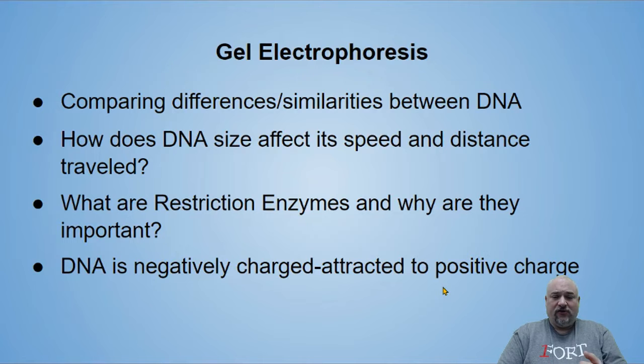We're using it mainly to compare differences and similarities between DNA. That's the big picture. I want you to pay attention to how DNA size affects its speed and distance traveled. That'll make more sense when you watch the video. What are restriction enzymes and why are they important? And I want you to note and remember that DNA is negatively charged, which causes it to be attracted to a positive charge on the gel. So let's watch that Amoeba Sisters video. We'll come back afterwards, highlight a couple of things, and then move on.